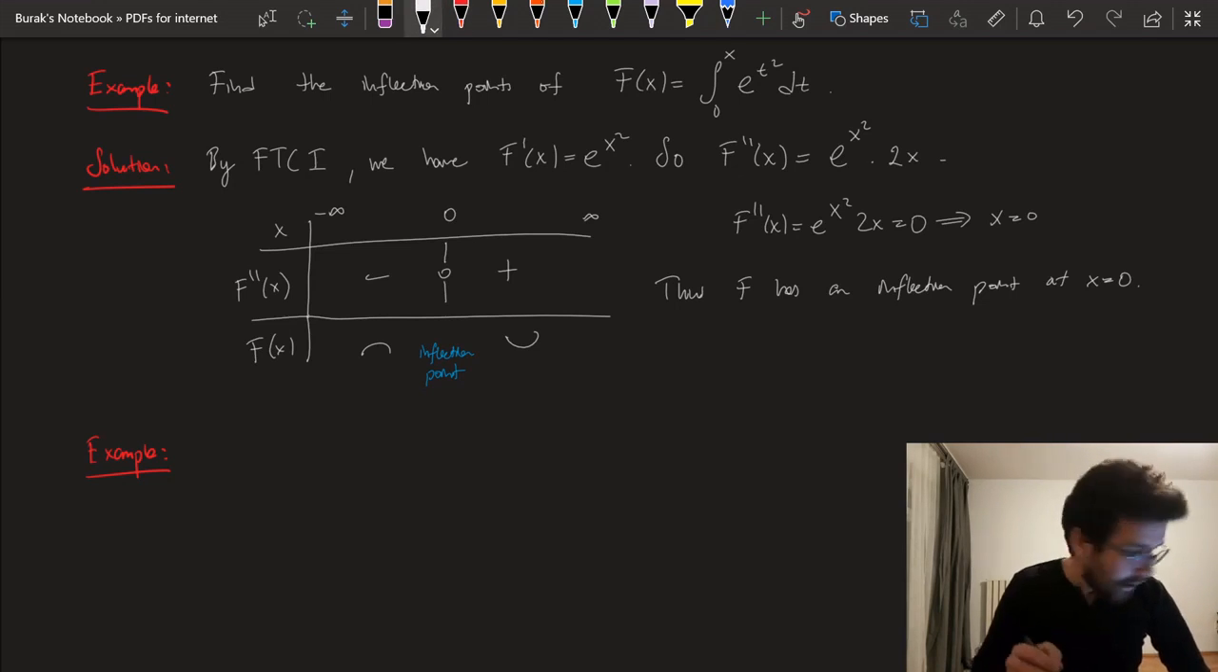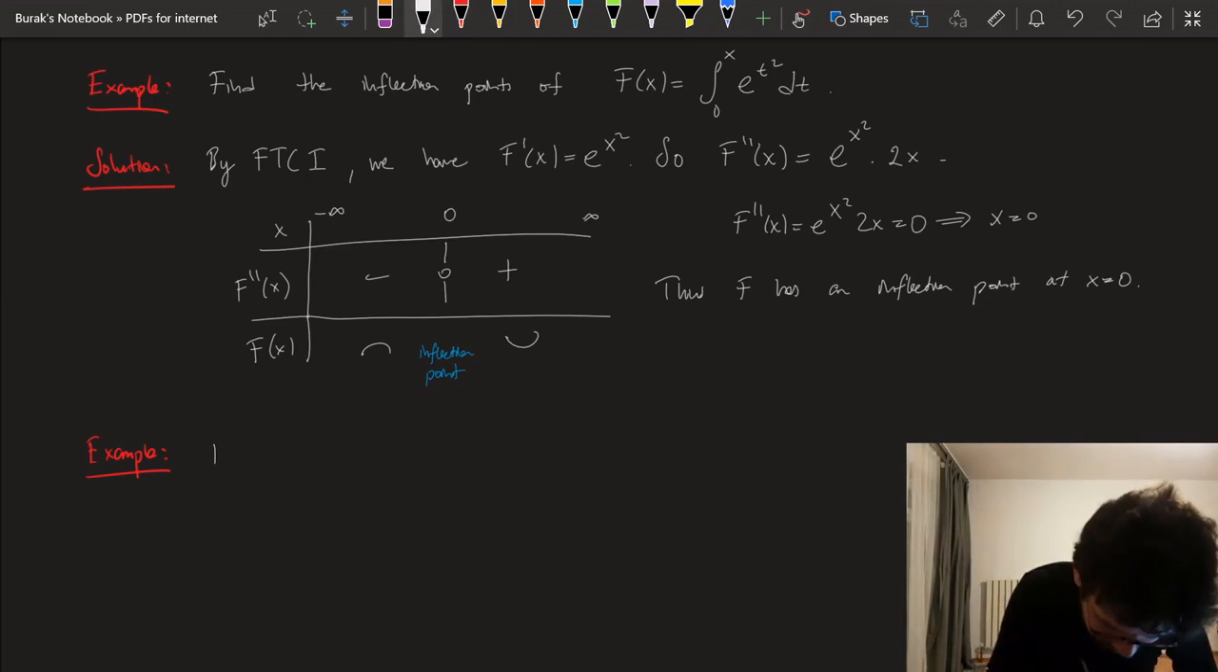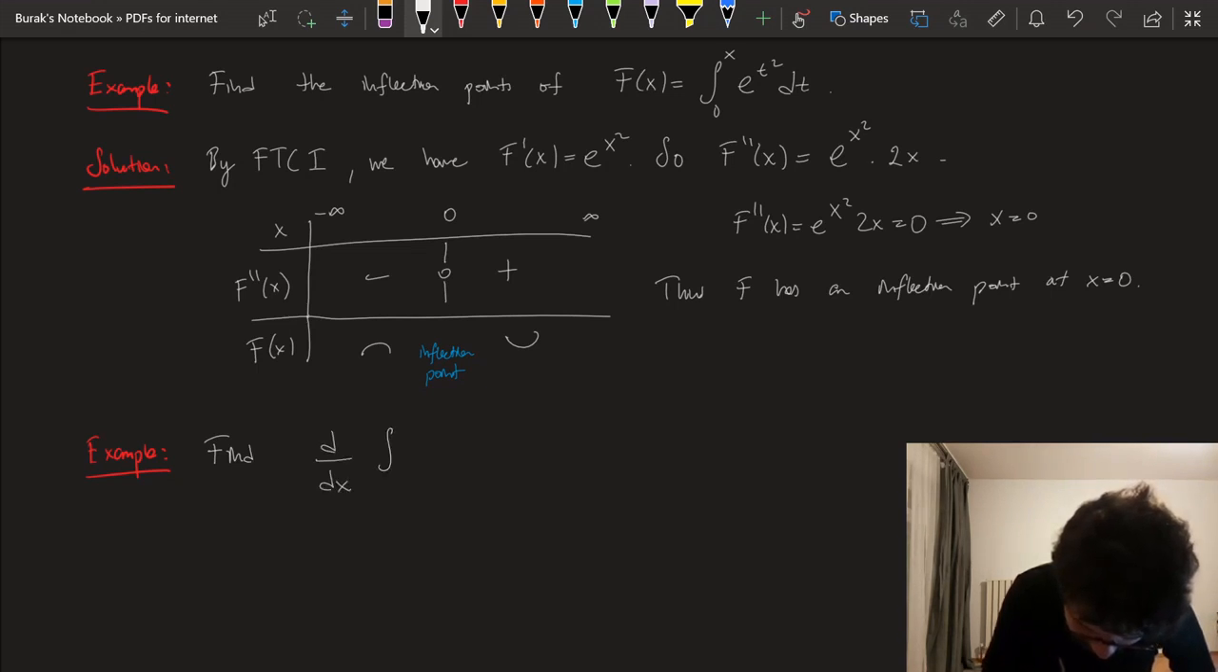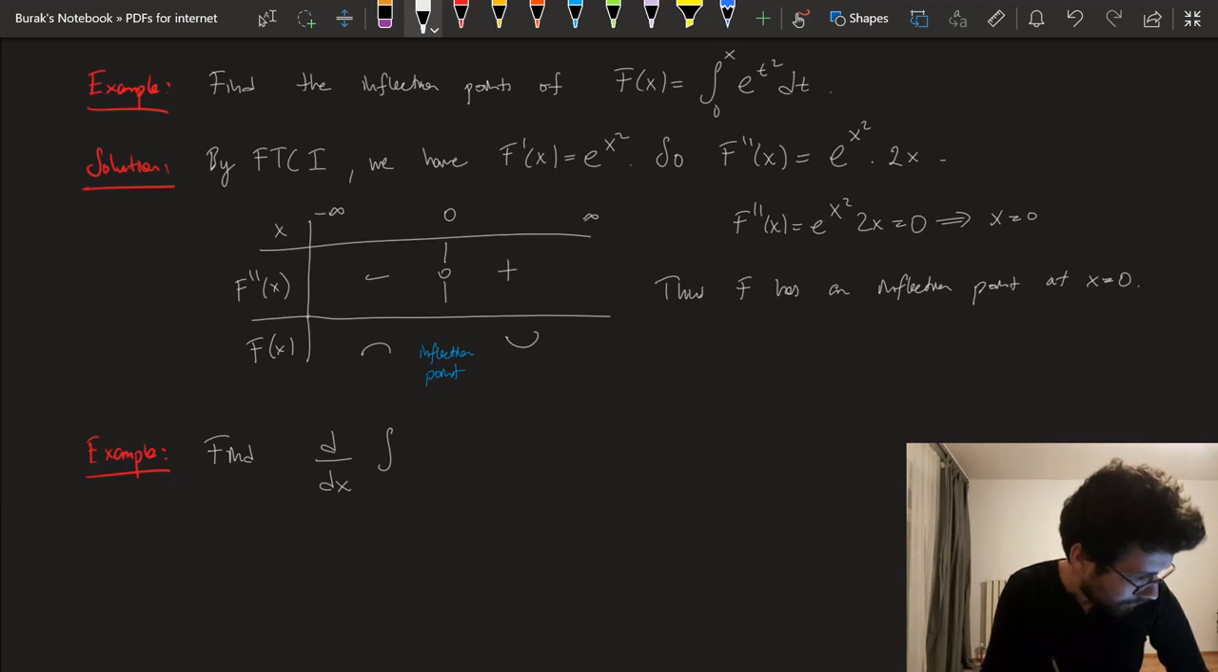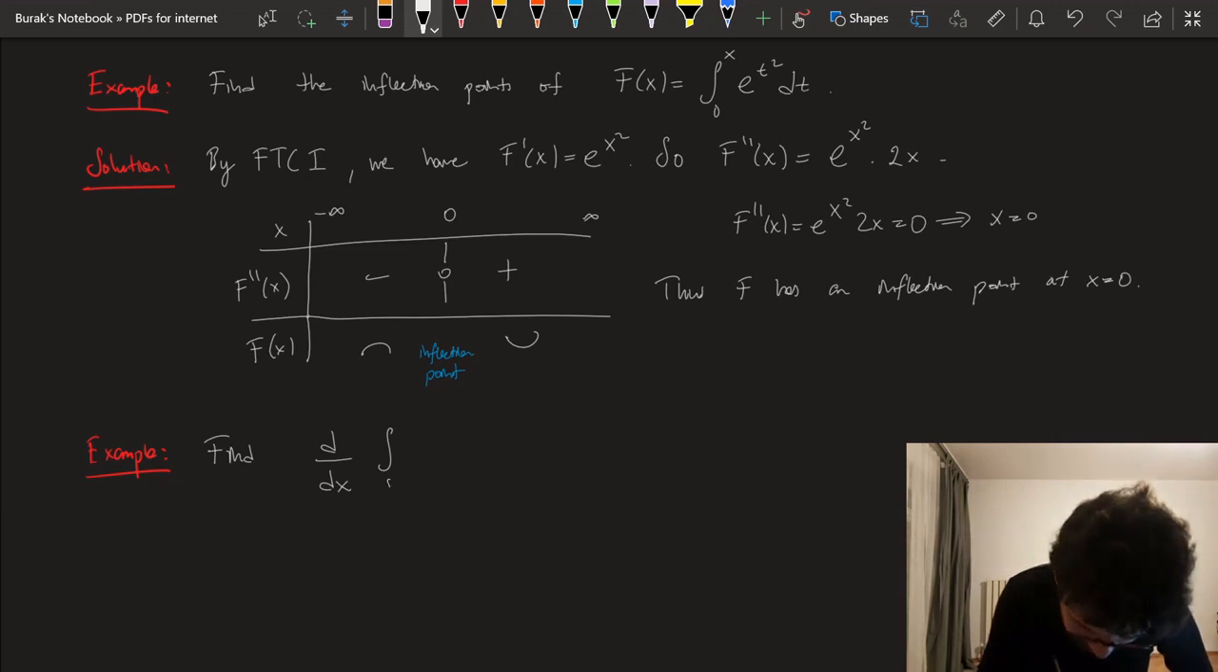So example, find d over dx of the integral from sine x to 1 of cosine t dt. Okay.